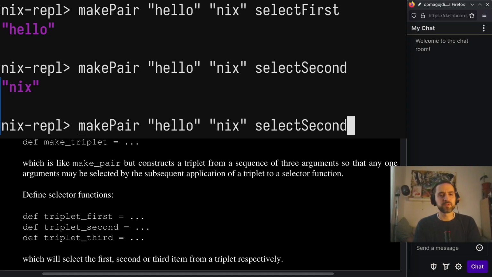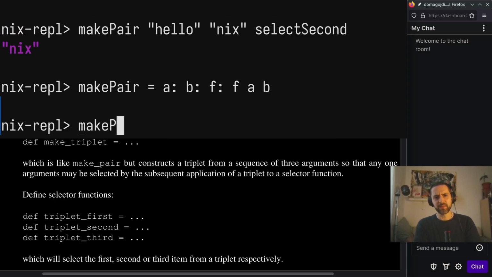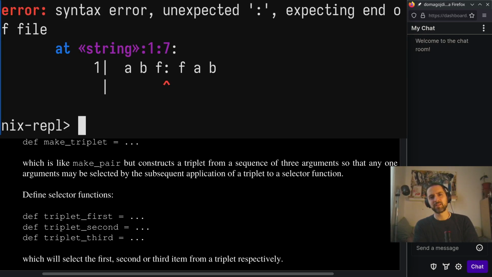If we look at make pair, what's make pair? Right, it's lambda. I also wonder, because I'm writing this in curried form, lambda A, lambda B, lambda F, if I could write just A, B, F and two colons. That would actually be in uncurried form. Let me try my make pair uncurried. So that would be A, B, F, like this. Will that work? F, A, B. No, it doesn't. It does expect.